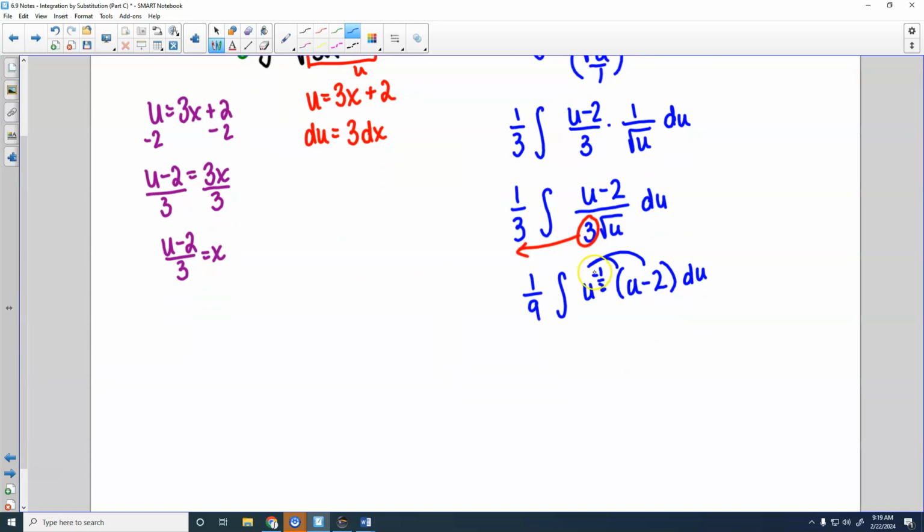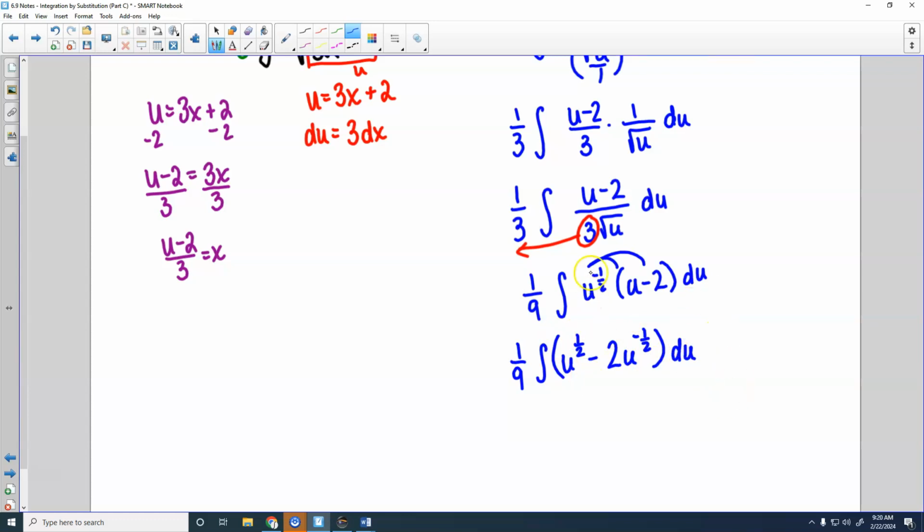The 3, you can leave it there if you want and have it over 3, but it's going to be easier if we pull it. When we move this to the top, the 3 doesn't go with it, so it's just easiest to pull it out front. So I'm going to get U to the positive 1/2 minus 2U to the negative 1/2. And finally, I've got something I actually can integrate.